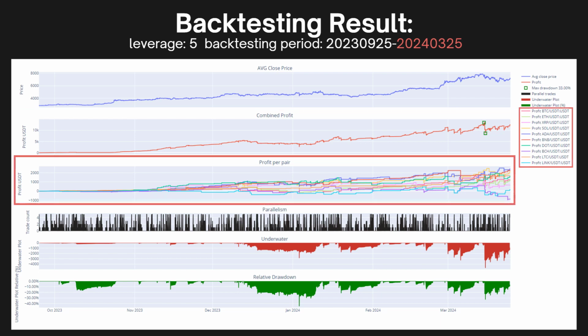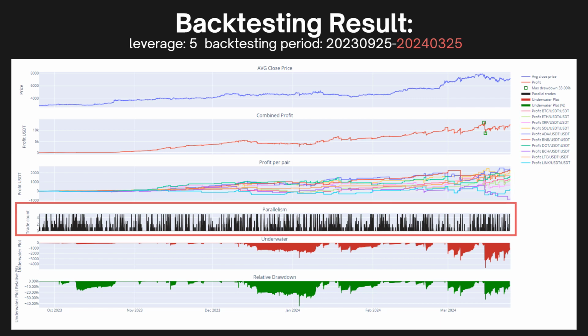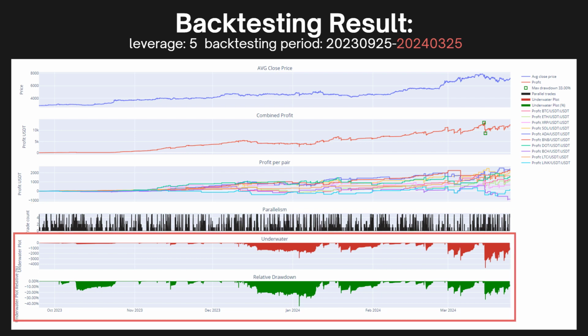The profits per pair vary. Some pairs perform well, some do not. You can observe that there are between 0 to 4 trades per day. The maximum loss shown in the drawdown is around 4,000 USD, approximately 33% of the account balance. There's another sizable drawdown, but with a less balanced loss.